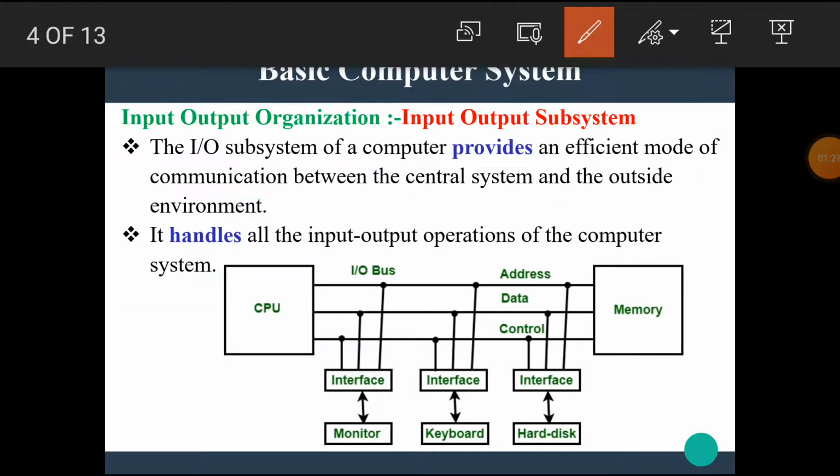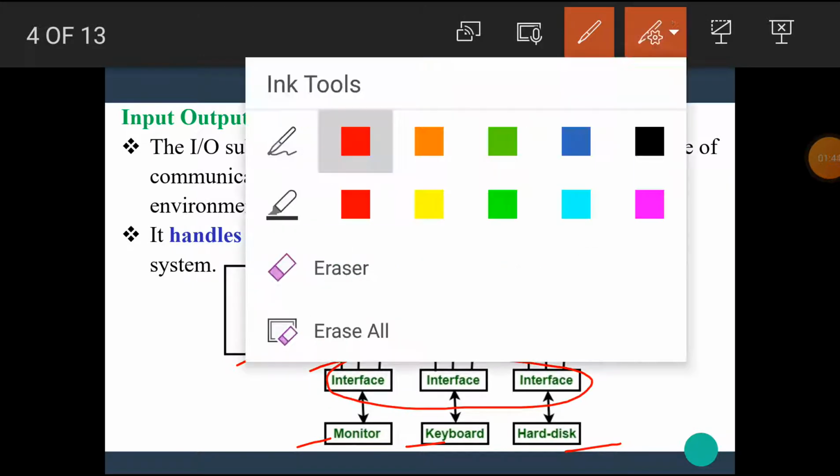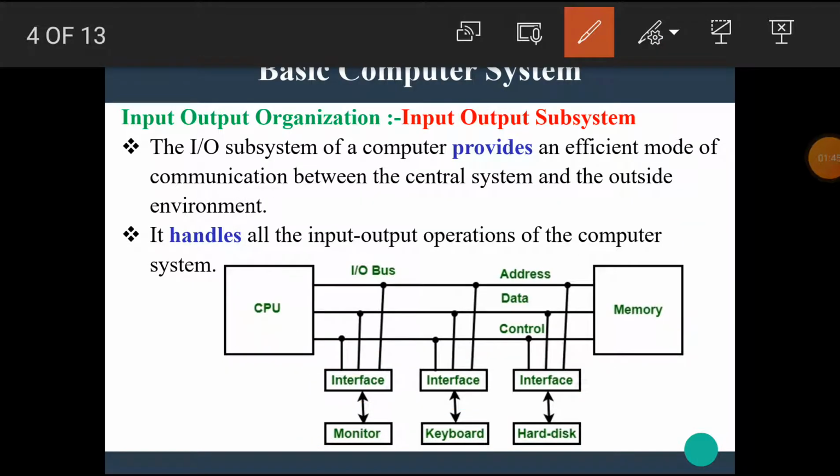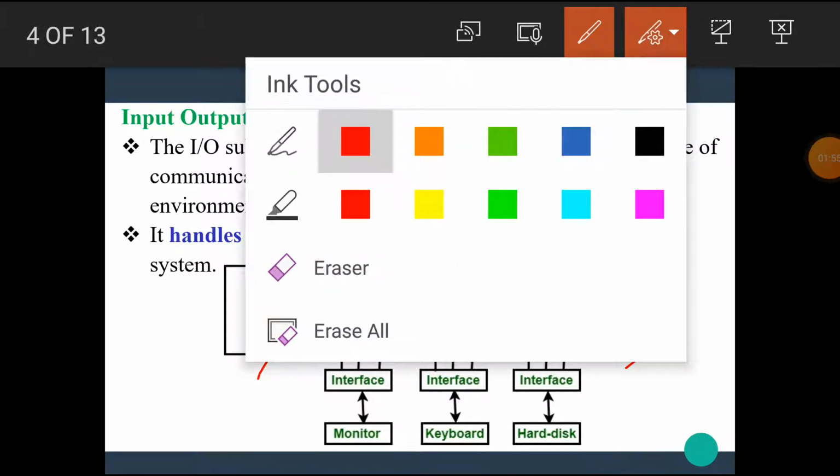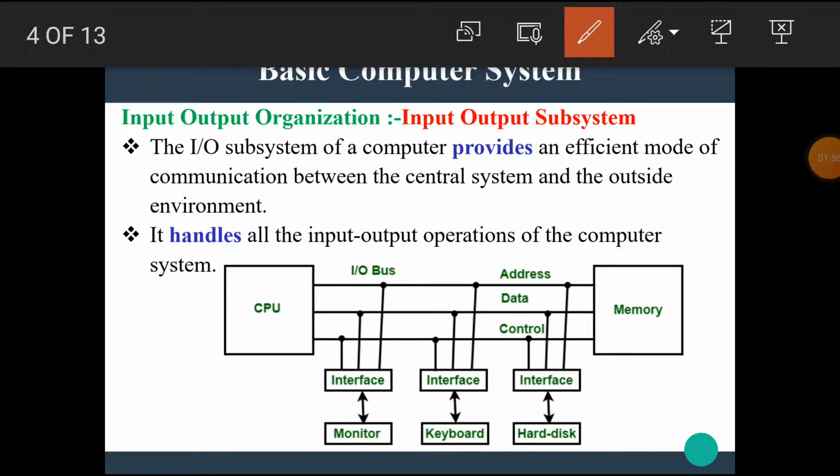Here in this diagram also we can see the CPU and memory are connected with memory, keyboard, hard disk, printer, scanner, like input-output devices through the interfaces. And all these interfaces are connected with CPU and memory through three types of buses: address bus, data bus, and control bus. I hope you all understand this block diagram.